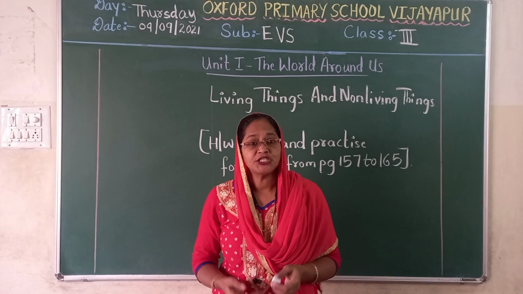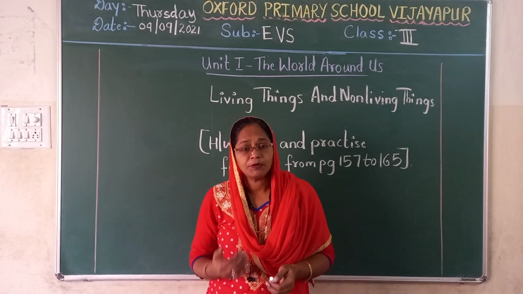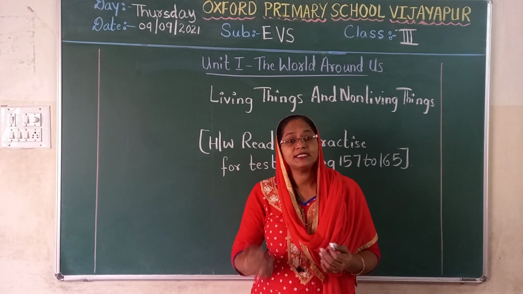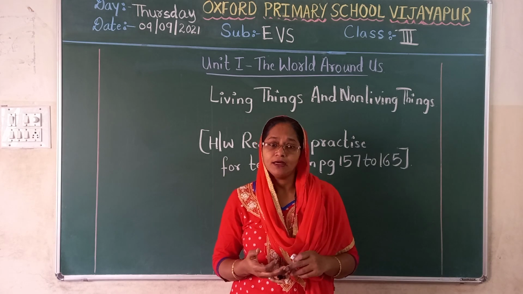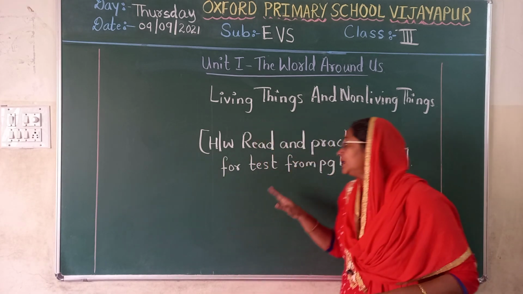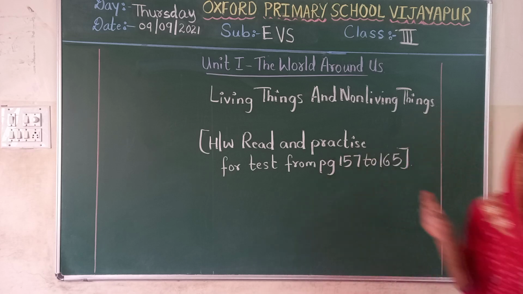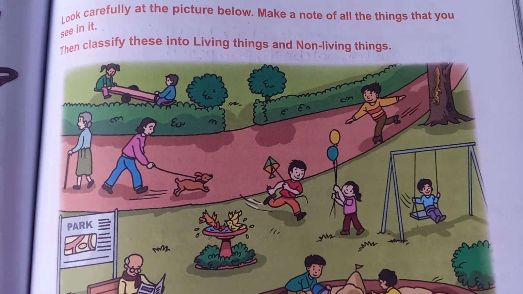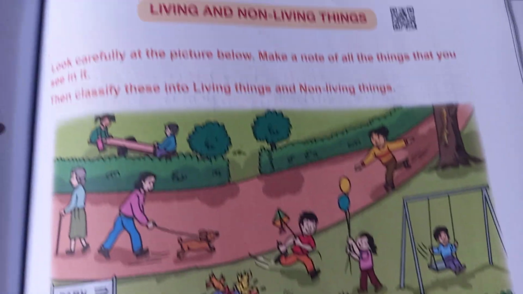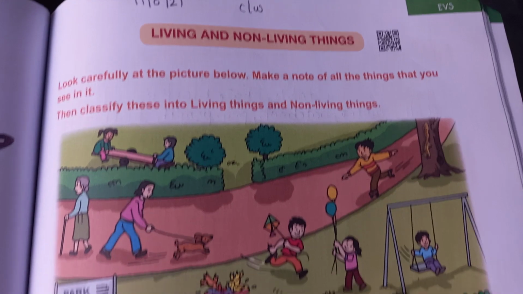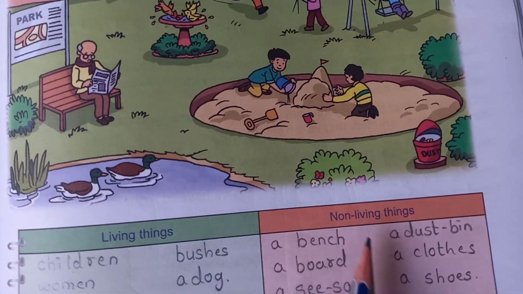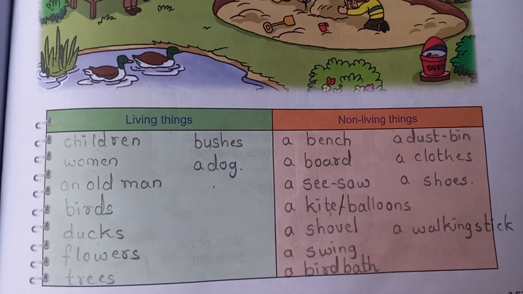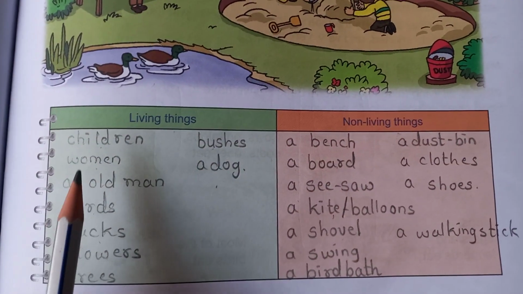So now open page number 157 from the test book. We will start reading and we will read all the exercises given in the test book as well as in the notebook. See children, the picture of living things and non-living things. This already we have completed on 11th of August. And children, those who joined late, you can see this video and you can complete your test book also.